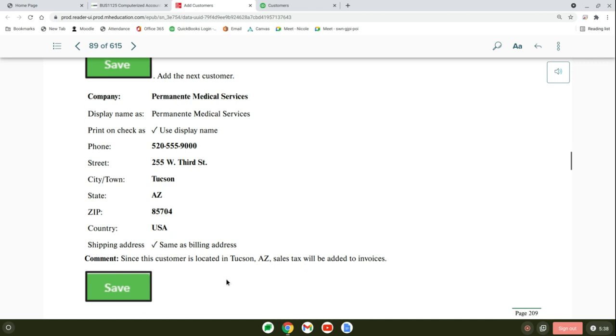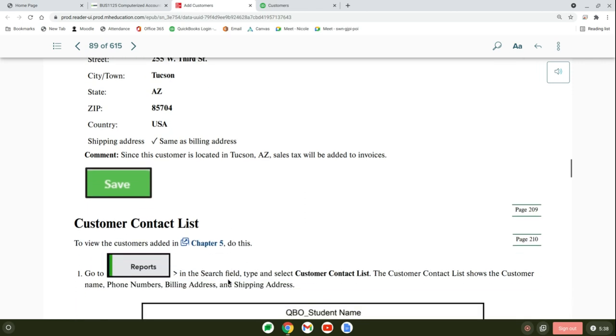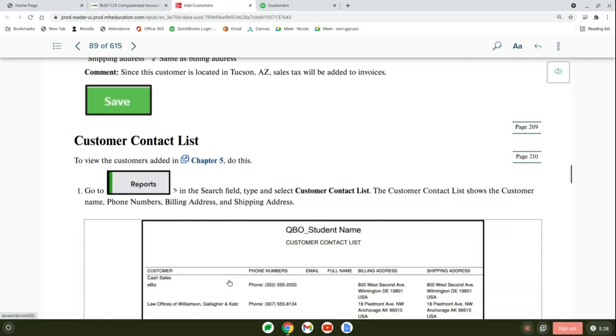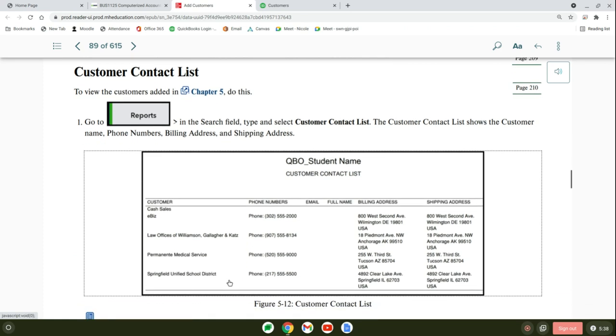And then you'll click save. Now it tells you to go to reports. You can do that if you want. I'm not gonna do that because it shows you right here what it'll look like.